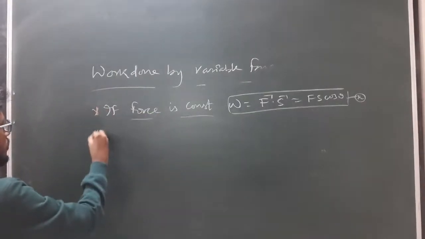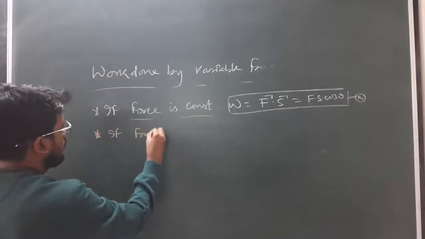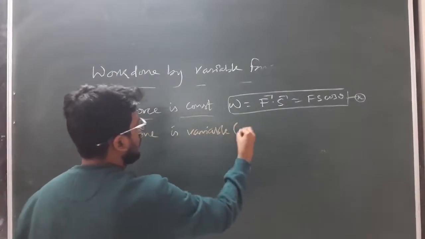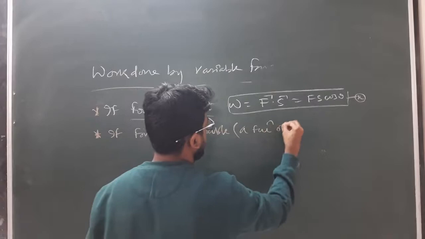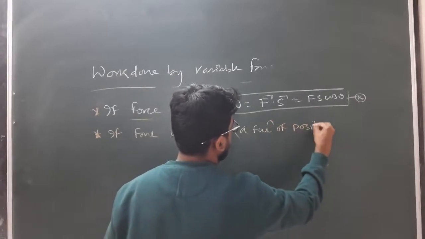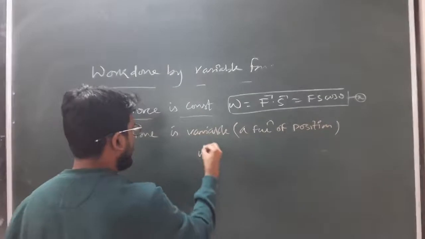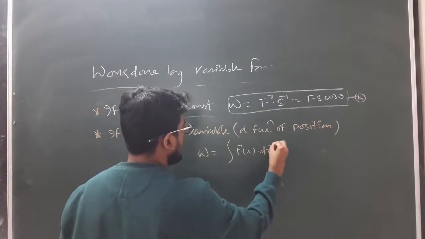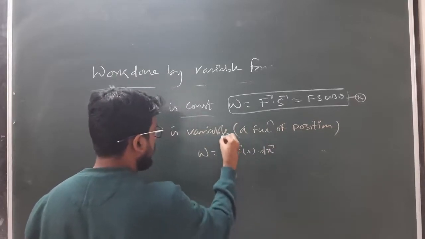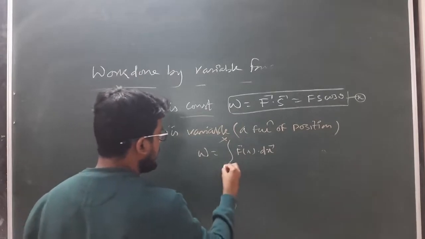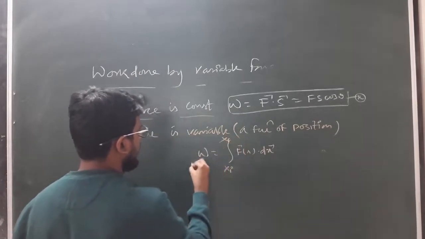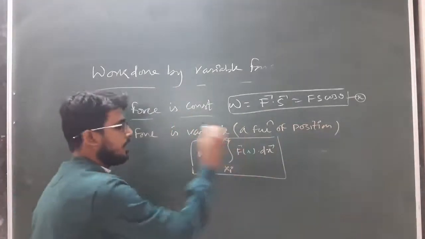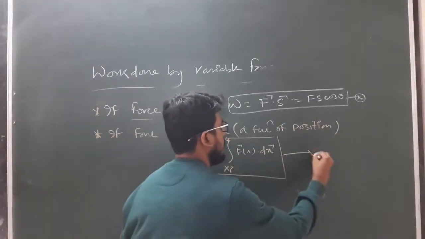But if force is variable, or a function of position, then work done W equals the integration of f of x dot dx, with limits from 0 to x, or from x initial to x final. Okay, so this is the expression for calculating work done by a variable force. Clear? You have to remember this formula for calculating work done.